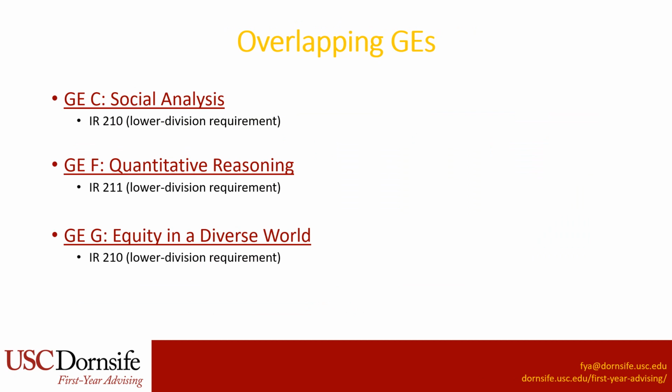So for the IR major, there are some overlapping requirements that will also count for some of your general education requirements as well. So the IR 210 class will provide you with GEC credit. The IR 211 class will provide you with GEF credit. And also you will earn GEG credit in addition to GEC for the IR 210 class.